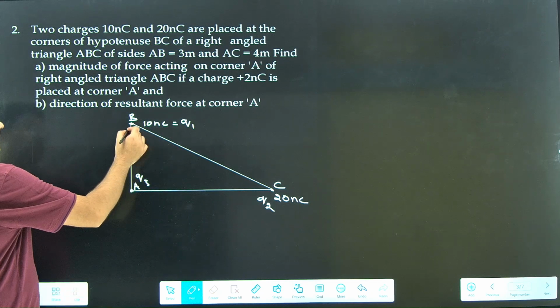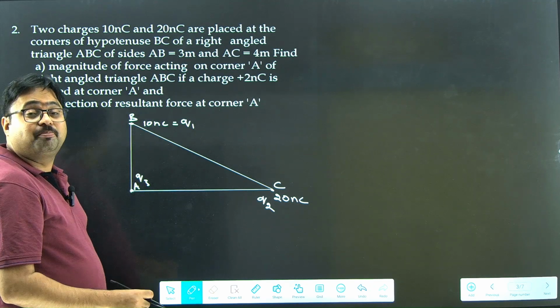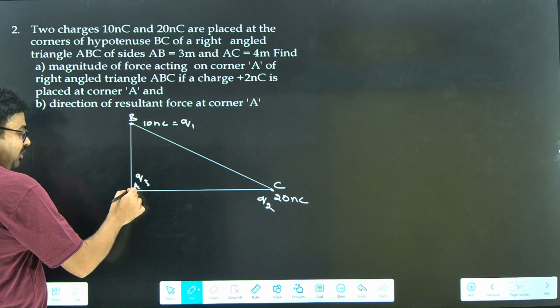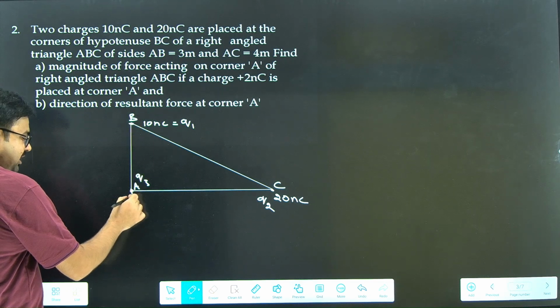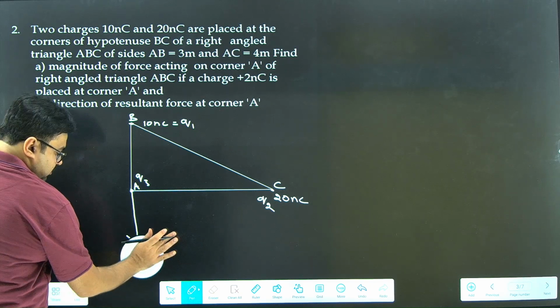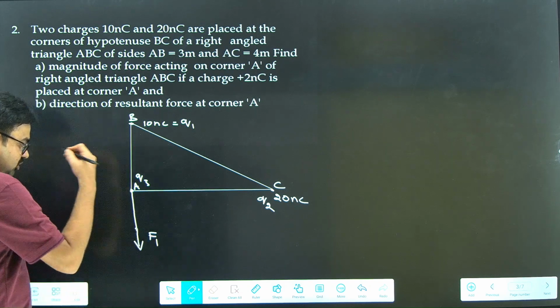If you look at this, the two charges at B and A are positive charges, so they will repel one another. So the force that is acting on A due to B will be in this direction, and you can just write that force F1. Let's call this force F1.